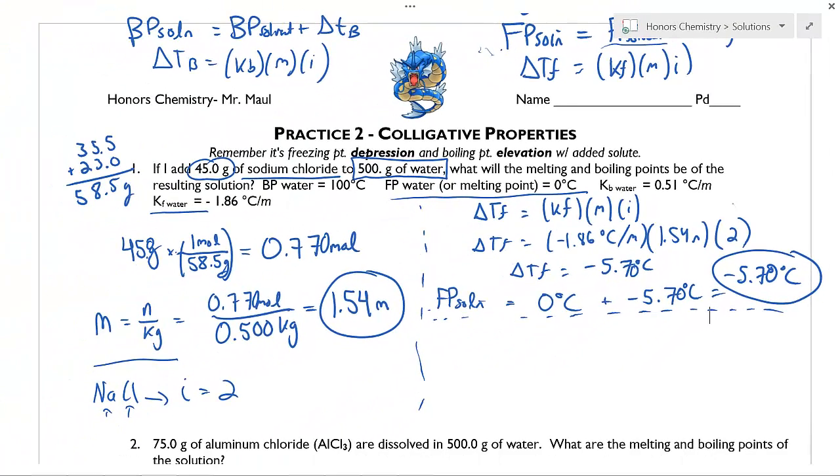Now when I'm looking at the math, the 2 is a chart value. It's just a perfect number, so I don't need to worry about sig figs for that one. The 1.86 is a chart value. The 1.54 came from my molality, which came back all the way to my 45.0 grams. Okay, so this is my new freezing point of my solution. It was depressed, it got lowered.